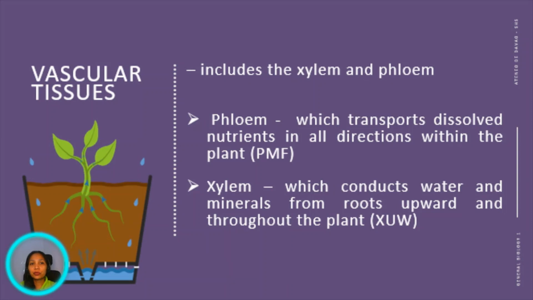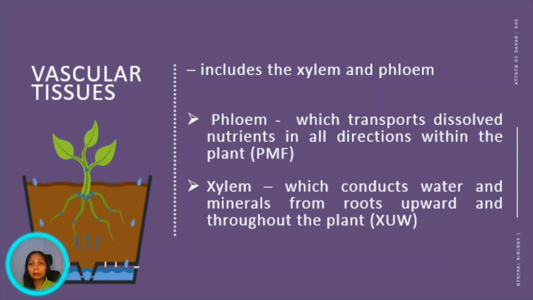Vascular tissues transport water, minerals, carbohydrates, and other dissolved compounds throughout the plant. There are two types of vascular tissue. We have the phloem and the xylem. Phloem transports dissolved nutrients in all directions within the plant. For mnemonics, remember PMF. PMF stands for phloem, multidirectional, and F for food.